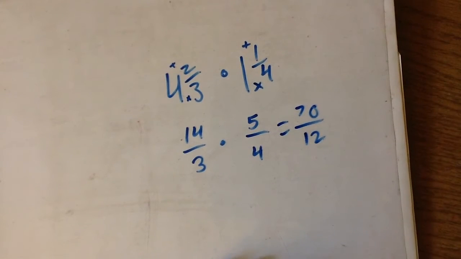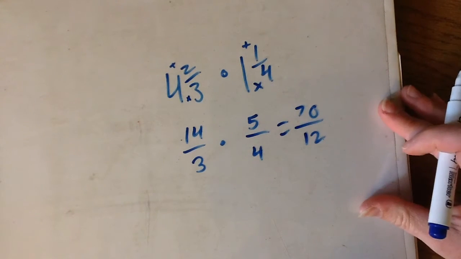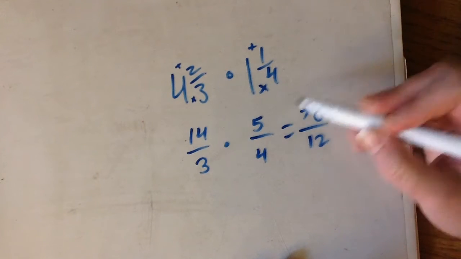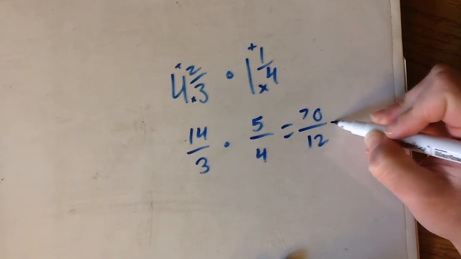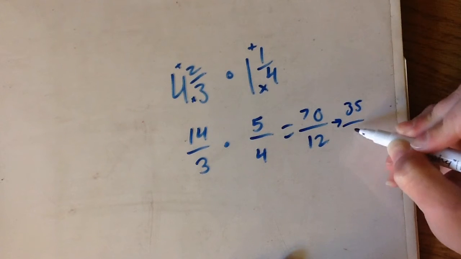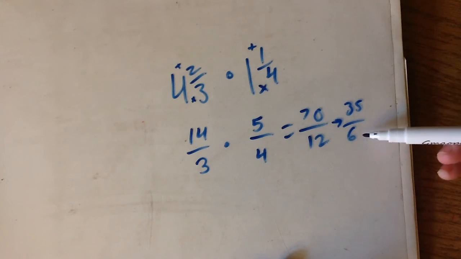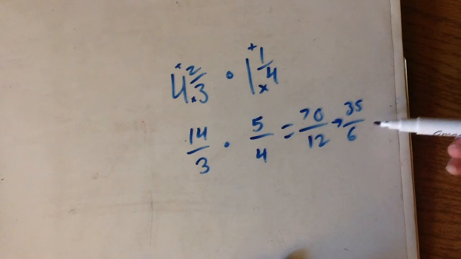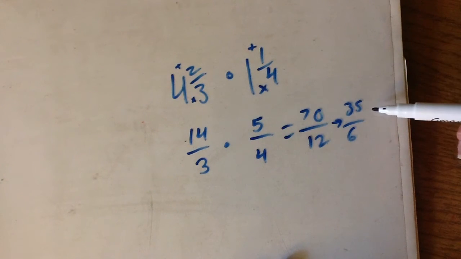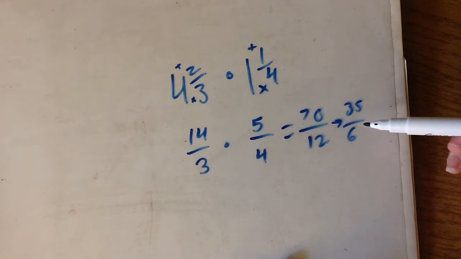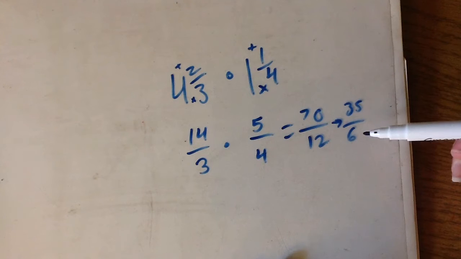Now that is an answer, but obviously we don't want to leave it like that. When you're doing the quiz, the answer won't look like this. It'll look reduced, of course. The first thing I notice is these are both even, so they're divisible by 2, so that's 35 over 6. I'm trying to think if there's anything else. I know the factors of 6 are 3 and 2. 3 doesn't go into 35, 2 doesn't go into 35. So this is reduced as much as we can, but now we need to turn it into a mixed number.